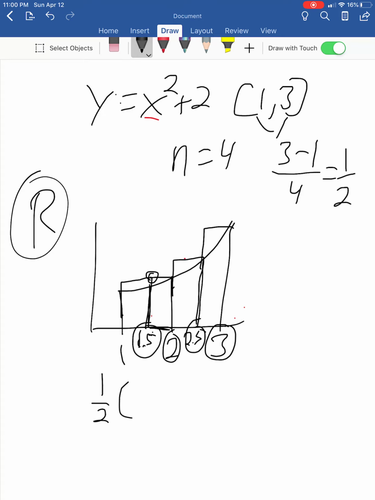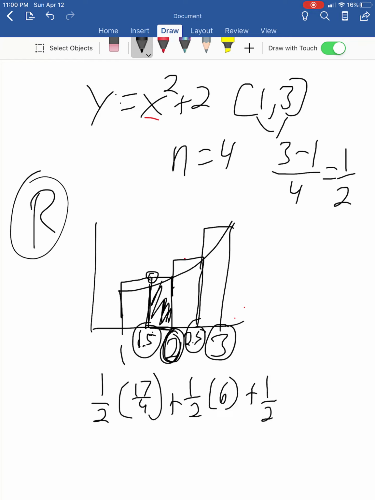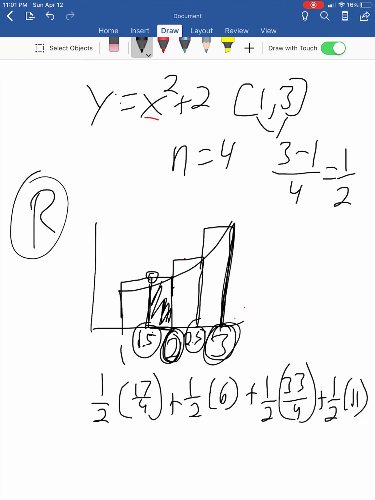And you put the 1.5 in, you get the 17 over 4. 1/2. We're finding the area of this one now. So the right endpoint of that rectangle is 2 plus 1/2. Let's put the 2.5 in and get the 33 over 4. And then 1/2 times the new number. 3 is the right endpoint of this last rectangle. So we put the 3 in there, we get 11.